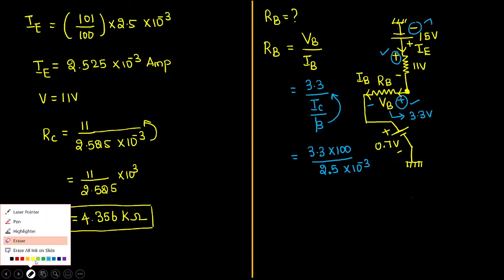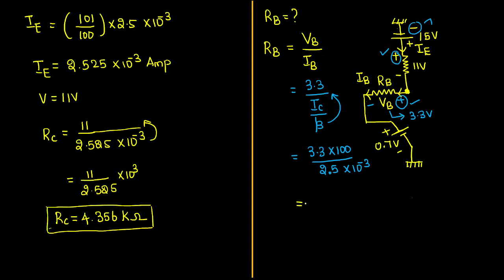just continue to bring down the answer. So I am passing this 10 power minus 3 to the numerator. It will become 10 power plus 3. 3.3 into 100 will become 330. So 330 divided by 2.5, if you solve it, will become 132. So 132 into 10 power minus 3 will become 10 power plus 3. That will be kilo ohm.